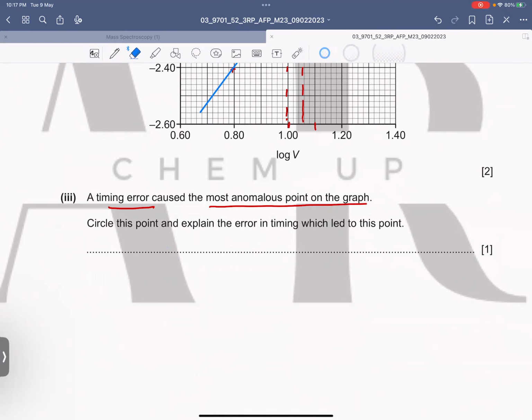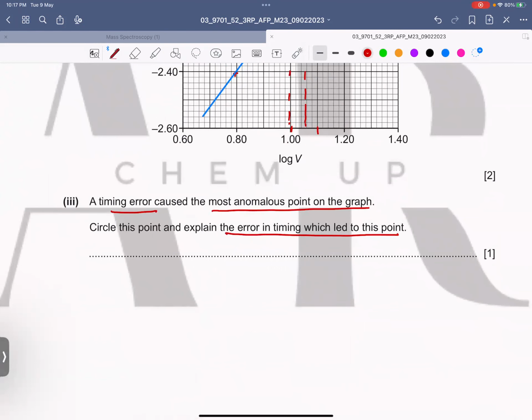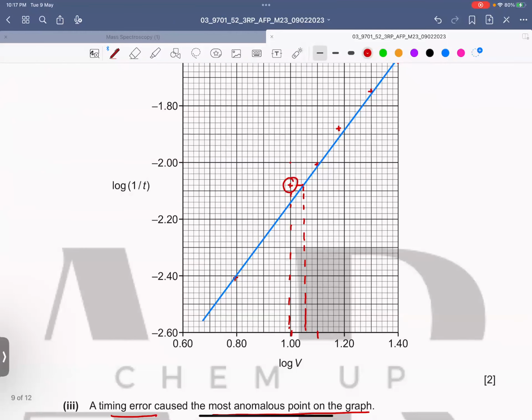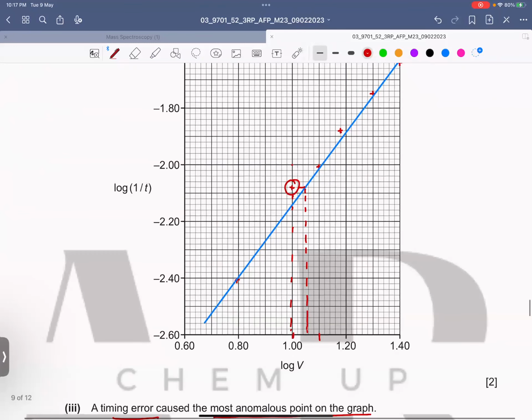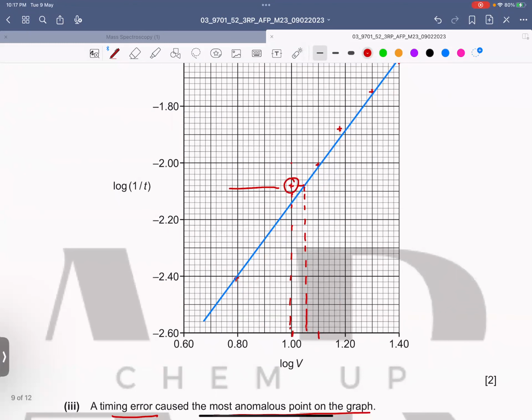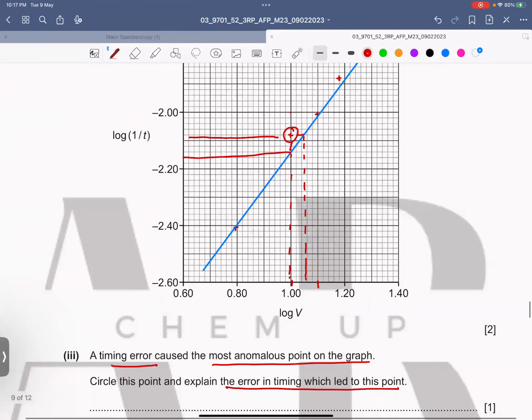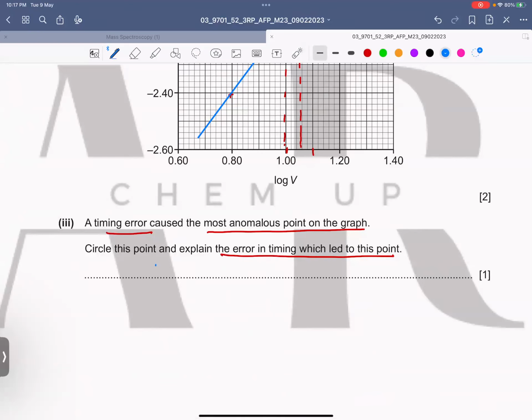Okay, 1 minute. Here they have asked you to explain the error in timing which led to this point. So instead of this, the log 1 over t would be over here, which would be lower. So I can write that the actual time is less than recorded.